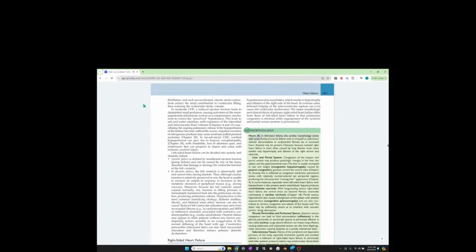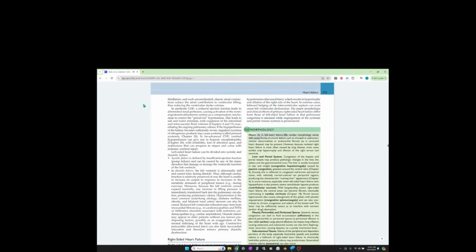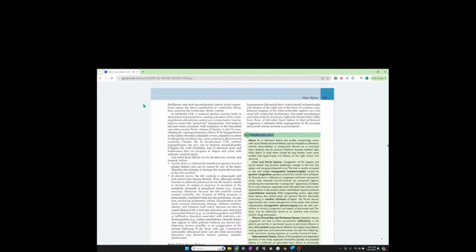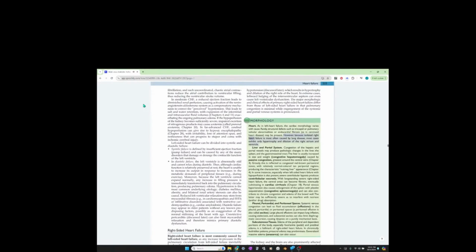Morphology. Heart. As in left heart failure, the cardiac morphology varies with cause. Rarely, structural defects such as tricuspid or pulmonary valvular abnormalities or endocardial fibrosis may be present. However, because isolated right heart failure is most often caused by lung disease, most cases exhibit only hypertrophy and dilation of the right atrium and ventricle.